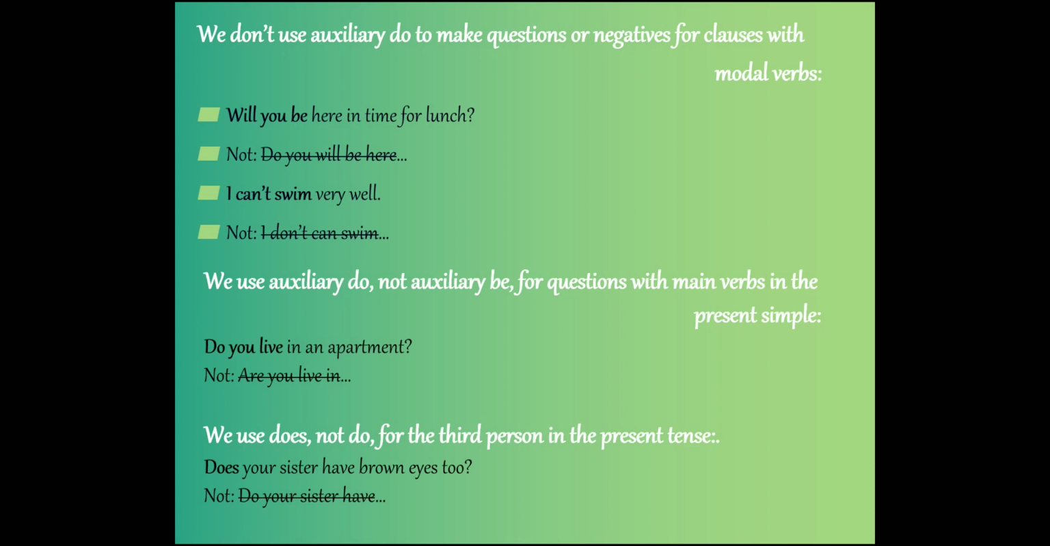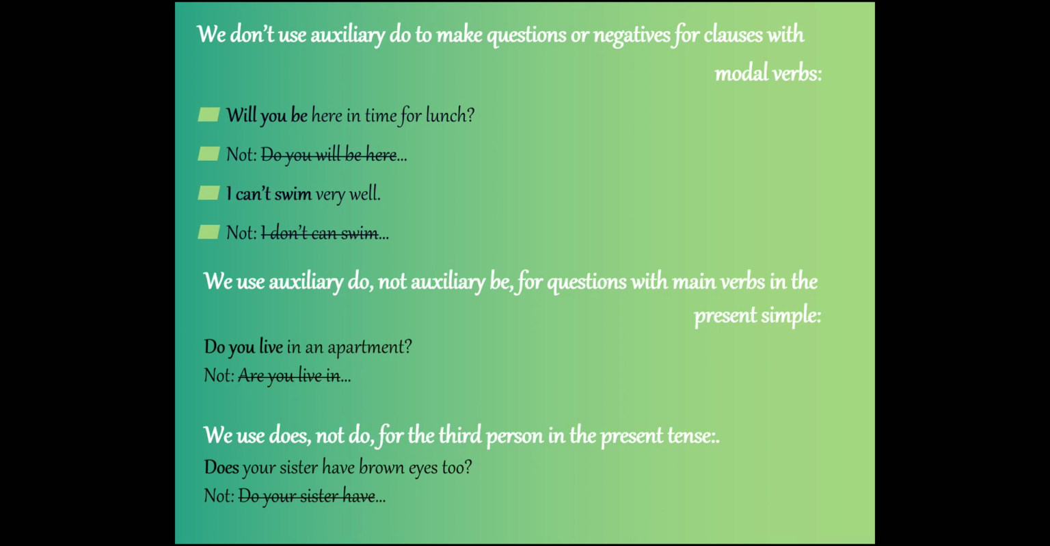Then we know how to use it and also we should be sure how not to use it, right? We do not use auxiliary do to make questions or negatives for clauses with modal verbs, right? For clauses with modal verbs, which means in any future tense, again we will not use do. Let's see the example. Will you be here in time for lunch? But I cannot write do you will. So again the do and will cannot come together. You already know this, but be sure of this, that's all.